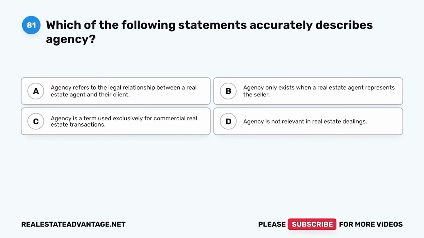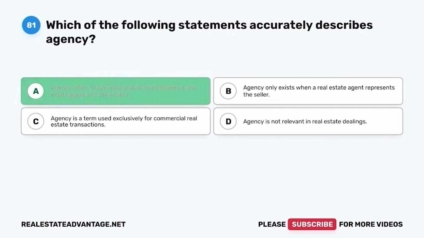Question 81. Which of the following statements accurately describes agency? A. Agency refers to the legal relationship between a real estate agent and their client. B. Agency only exists when a real estate agent represents the seller. C. Agency is a term used exclusively for commercial real estate transactions. D. Agency is not relevant in real estate dealings. The correct answer is A. Agency refers to the legal relationship between a real estate agent and their client.